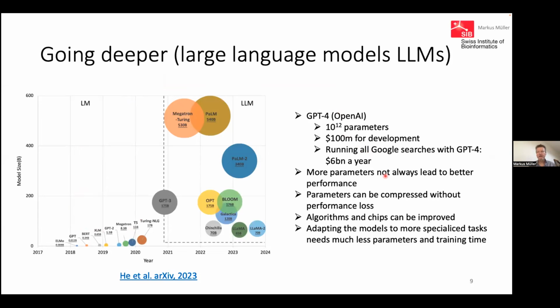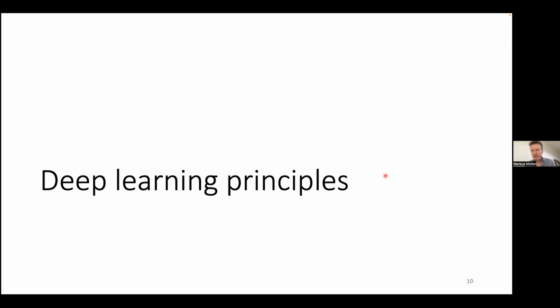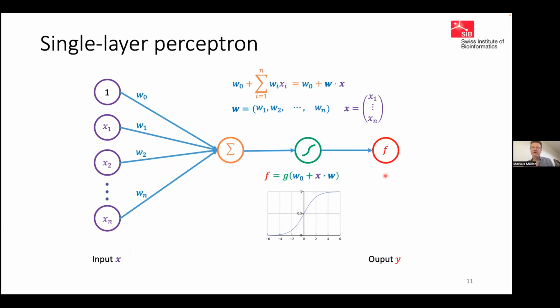Okay, this was just a very short history introduction. Now we'd like to find out what deep learning actually does, on which principle it is founded. The basic building block of a neural net is the single layer perceptron. It's a very simple thing. You have an input vector x1 to xn. These are all numerical values. Neural nets can only deal with numerical values, not with categorical ones. Then you have n weights, w1 to wn, and an offset w0. You multiply each input x1 with w1 and xn with wn, and you sum them all up.